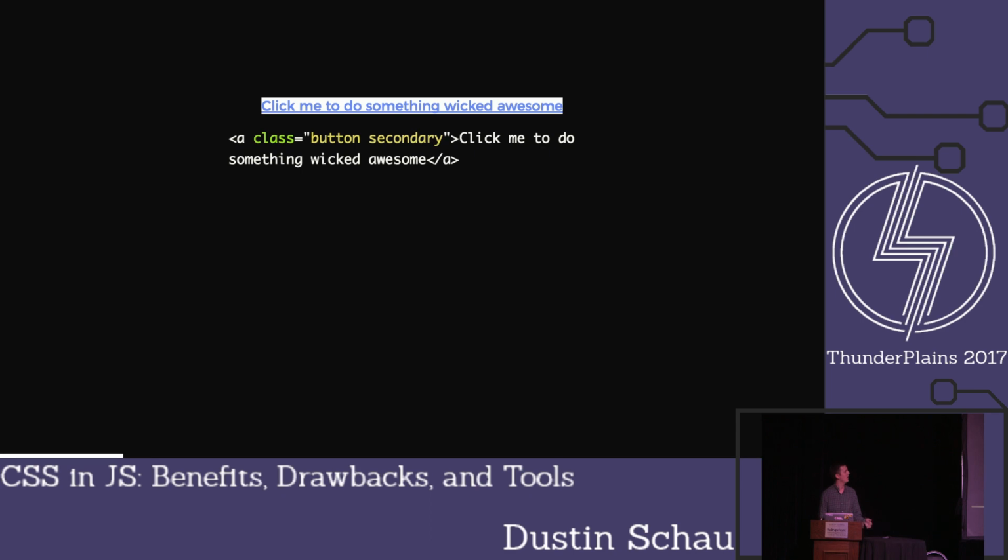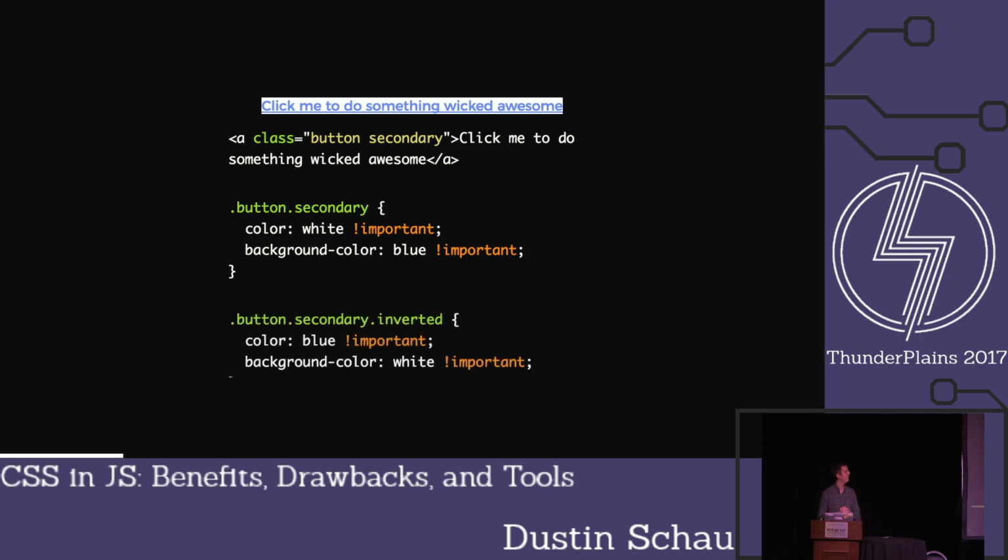Just to get it working, they hack around this. They add these important hacks, and then they get it working. Let's say a week down the road, they have another request, and they add the secondary class, they modify the color and the background color, and again, they get it working, but they're resorting to this hacky use of important.